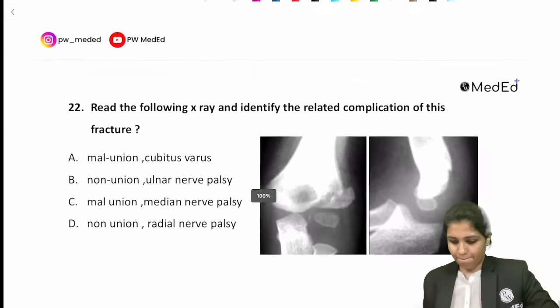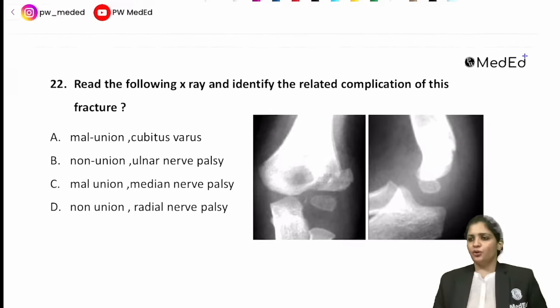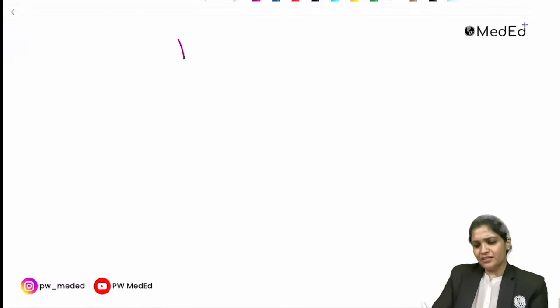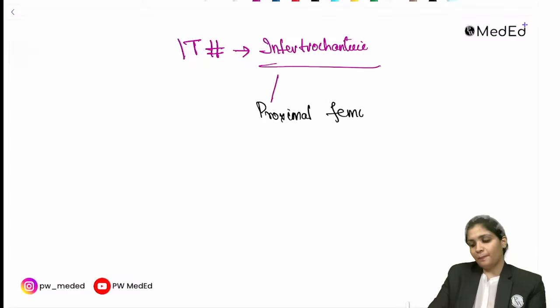Next, that is for IC fractures. Let us complete what is IT fracture, just for completion's sake. This is intertrochanteric fracture, right? The treatment of IT fracture is different from IC. It is proximal femoral nailing, that is PFN. Proximal femoral nailing, that is PFN, is the treatment for IT.